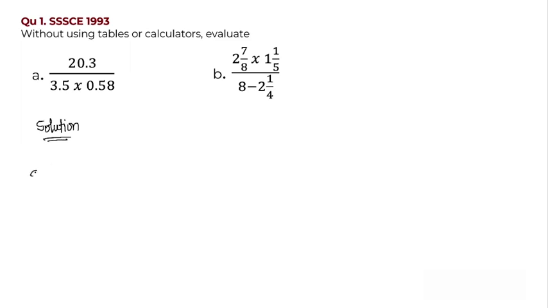Okay, so we have 20.3 divided by 3.5 multiplied by 0.58. Now the way we approach this question is, because we are not going to use calculators, we are just going to be using simple multiplication and cancelling along the line. So we need to rewrite these decimals that we have into standard form. We do that by moving the decimal places that we have over here.